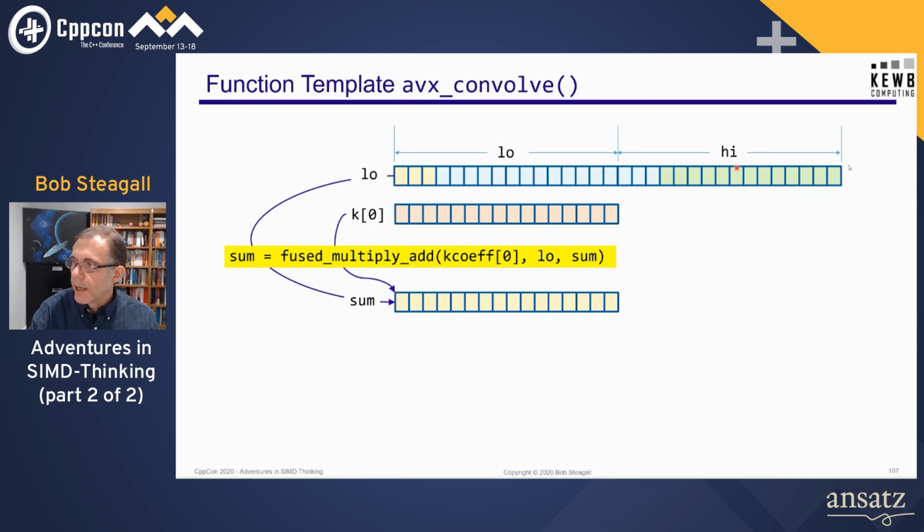So I have low and I have high. I have my coefficient 0, the first one that I'm doing. I'm doing a fused multiply and add of coefficient 0 and low. I add it to sum, and it goes into here. It's that easy.